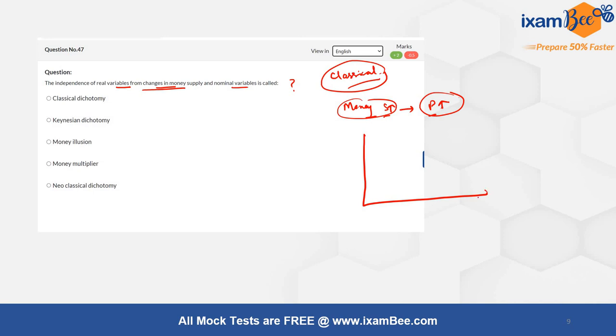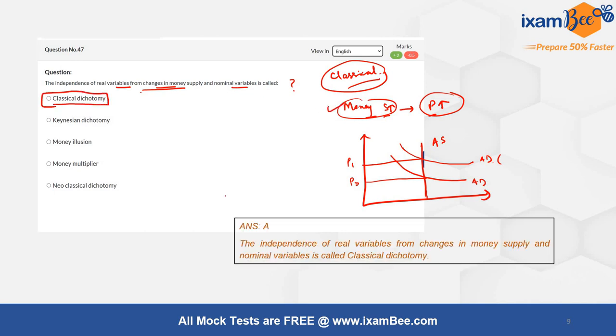If you draw the diagram here, this is the aggregate supply curve and aggregate demand is given by this. So if the money supply increases, then the aggregate demand curve shifts up at the higher money supply level, and it only increases the price level from P0 to P1. So this independence of real variables from changes in money supply is termed as the classical dichotomy. So answer is A.